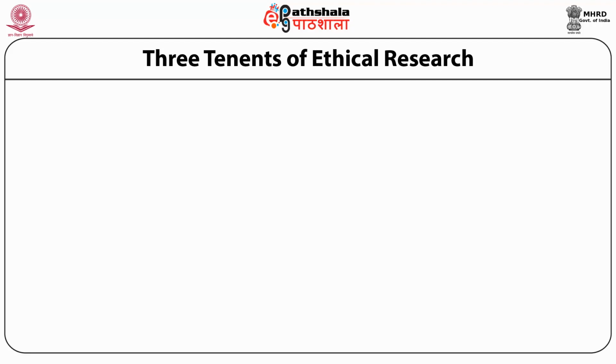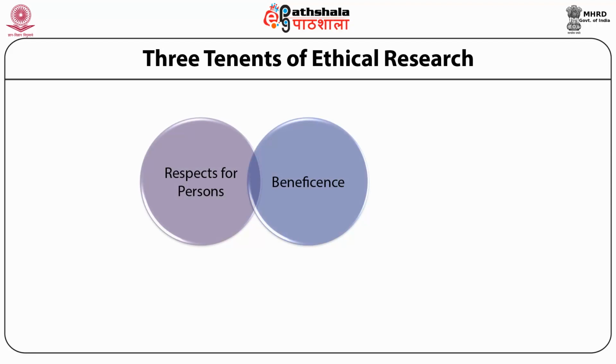There are three tenets of ethical research. These tenets describe respect for the person, there should be benefits to the person, and all the research should be justified, and this comes under justice.